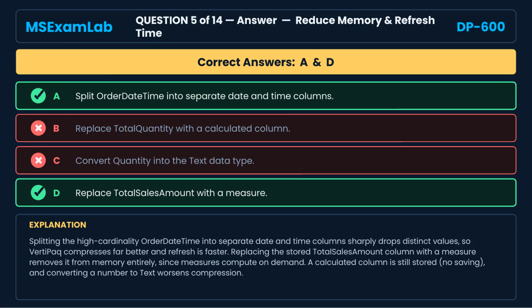Replacing the stored total sales amount column with a measure removes it from memory entirely, since measures compute on demand. A calculated column is still stored, no saving, and converting a number to text worsens compression.